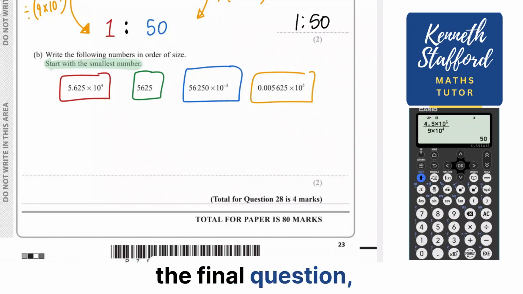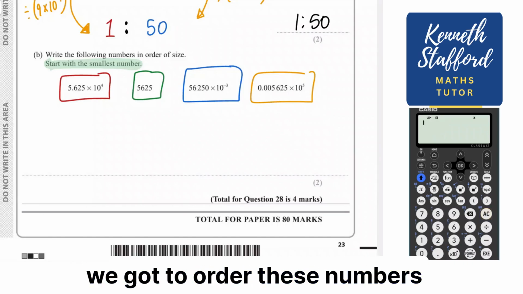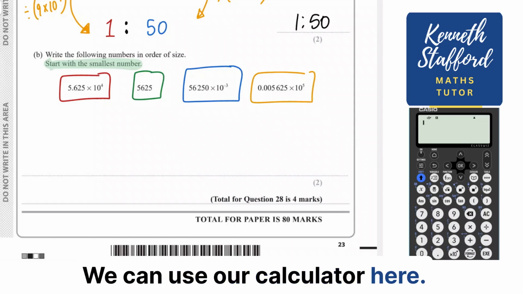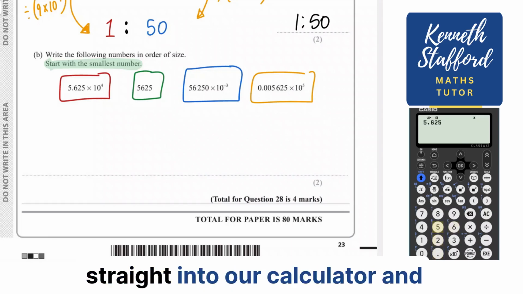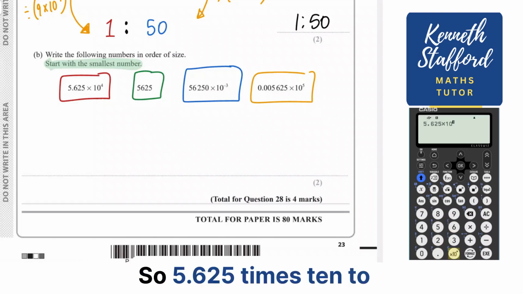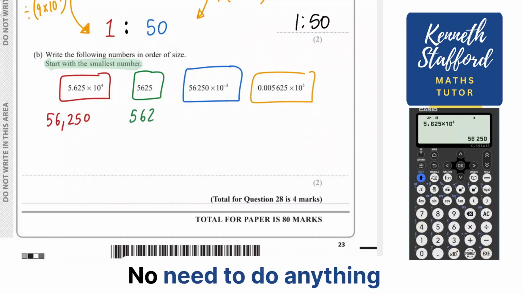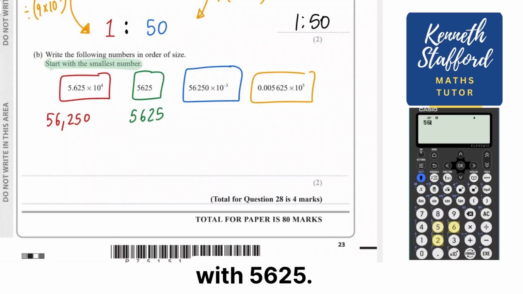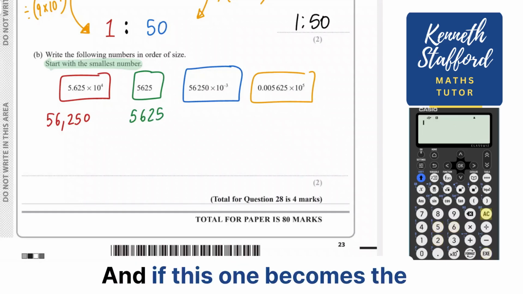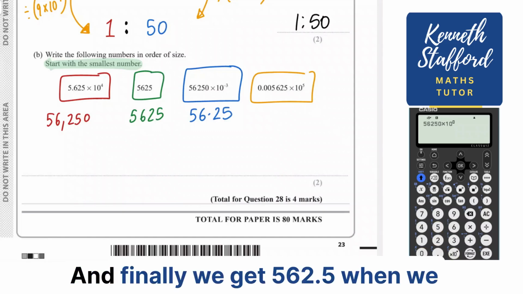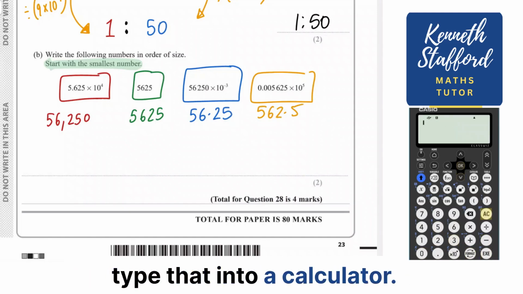On to the final part of the final question. We got to order these numbers, which aren't in standard form generally, apart from the red one. We can use our calculator here, so we can just type them straight into our calculator and get them as normal numbers. So 5.625 times 10 to the 4 is 56,250. No need to do anything with 5,625. And the blue one becomes 56.25. And finally, we get 562.5 when we type that into a calculator.